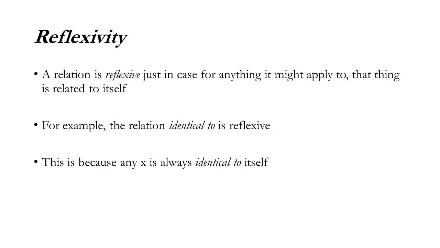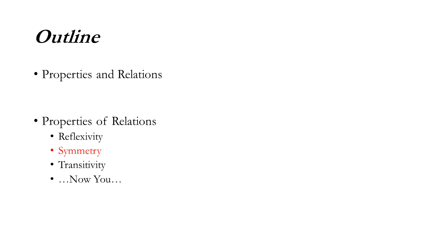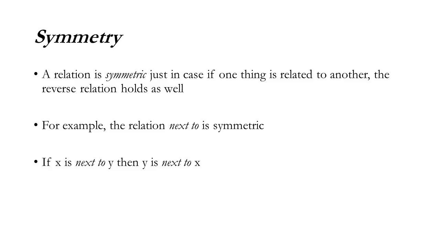Now, we'll say a relation is reflexive just in case for anything it might apply to, that thing is related to itself. For example, identity is reflexive. This is because everything is identical to itself, trivially. And we'll write x equals x. Now, we'll try this one out. Symmetry. A relation is symmetric just in case if one thing is related to another, the reverse relation holds as well. We've already seen this as a matter of fact.